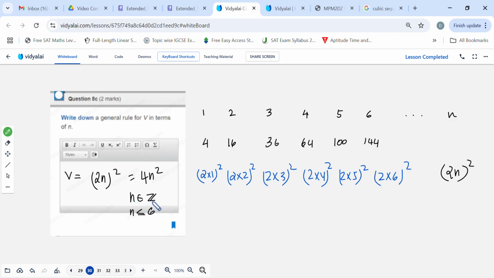Also n belongs to integer values, basically positive integers, where 0 is excluded, and n is less than or equal to 6.